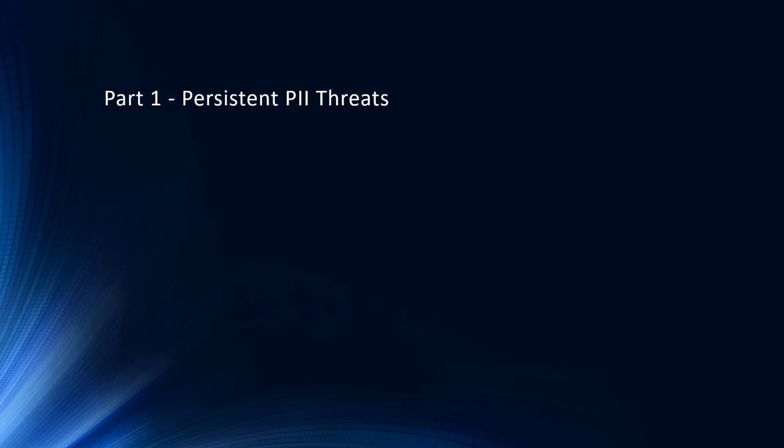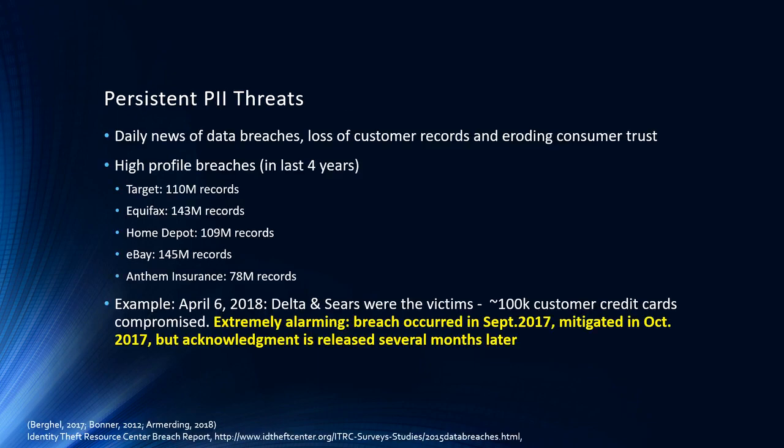In the first part, we'll be talking about the persistent PII threats. And this is something that we often see in the news media, where there are significant threats that occur to retailers and major organizations. The most alarming information that we receive is the fact that data breaches are discovered several days or several weeks or even months after they have occurred, creating a much more difficult situation to help mitigate those losses or those breaches.